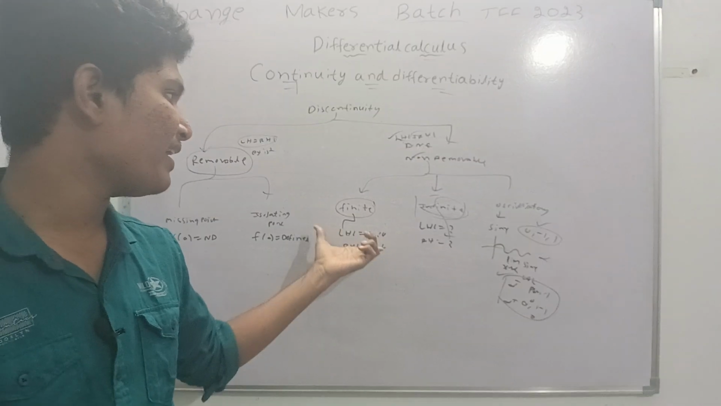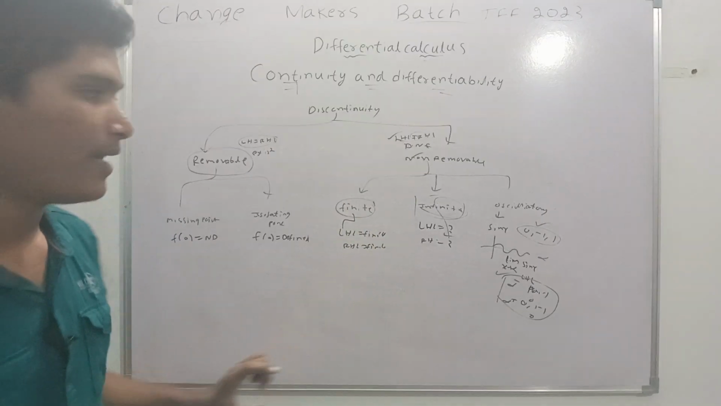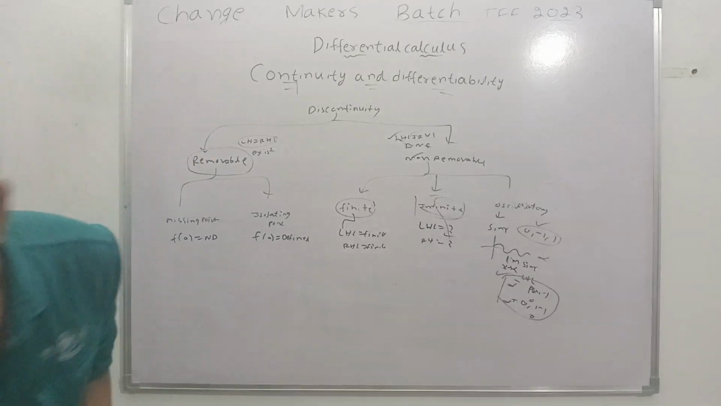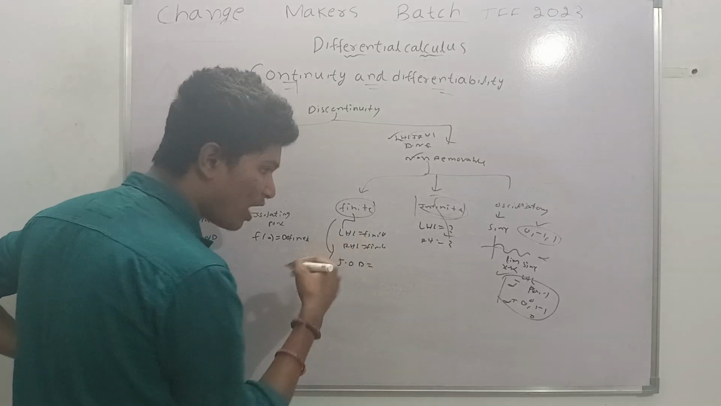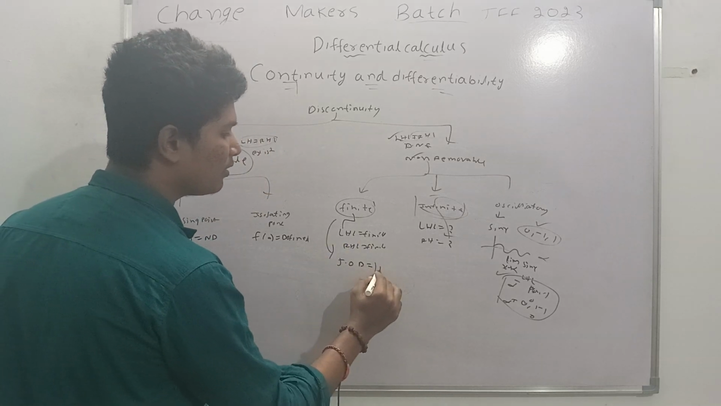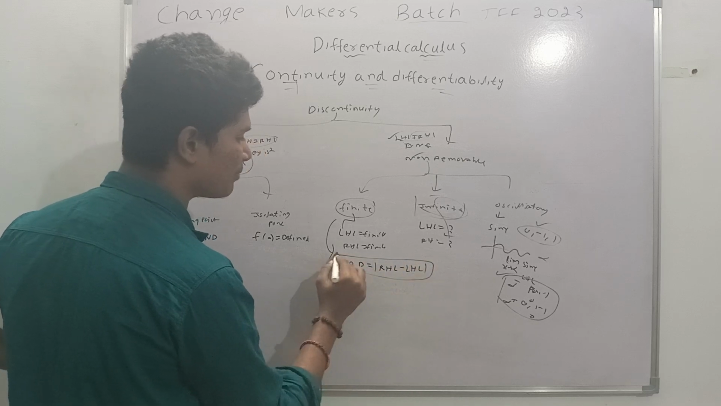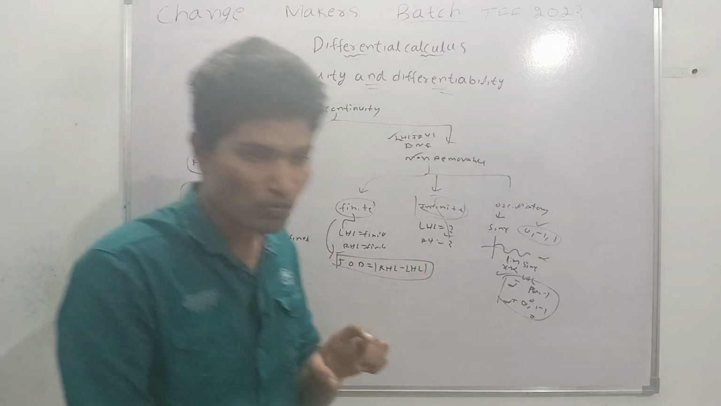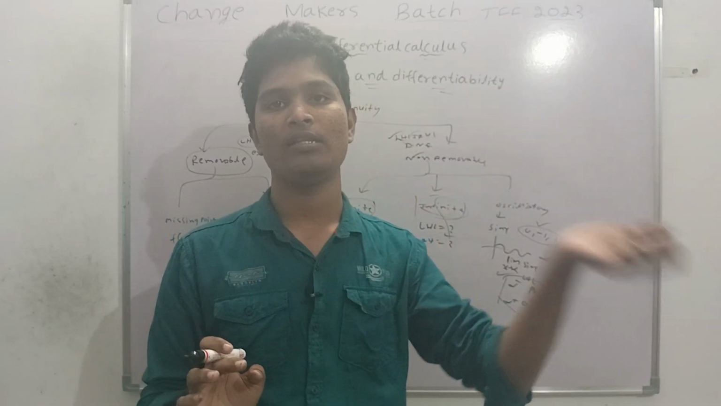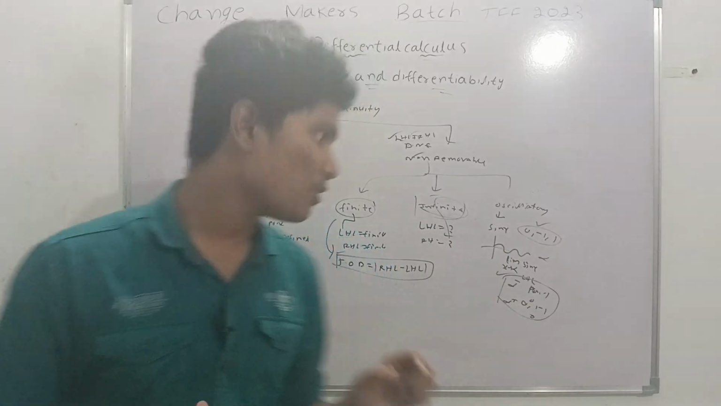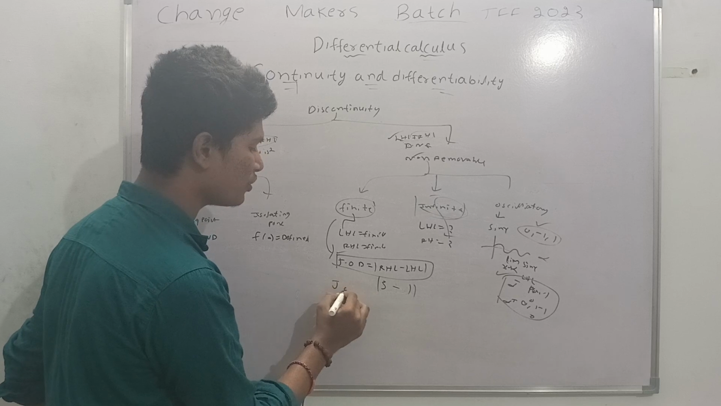And also in the finite type of discontinuity, that is LHL equal to finite and RHL equal to finite, in this finite type there is a concept called jump of discontinuity. What is meant by jump of discontinuity is nothing but the difference of LHL and RHL. It means at what value it has jumped. That is the meaning of jump of discontinuity. Suppose RHL is 3 and LHL is 1, what is the difference? The jump of discontinuity is 2.